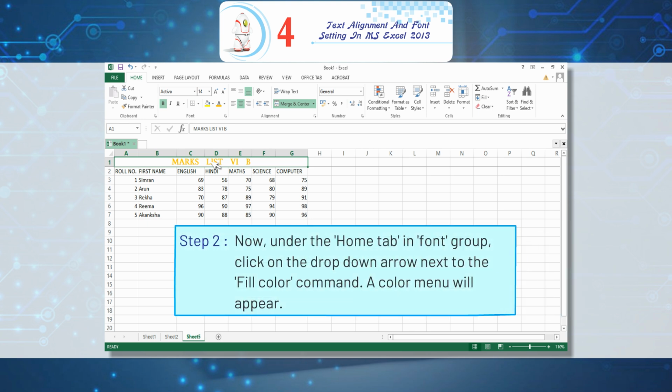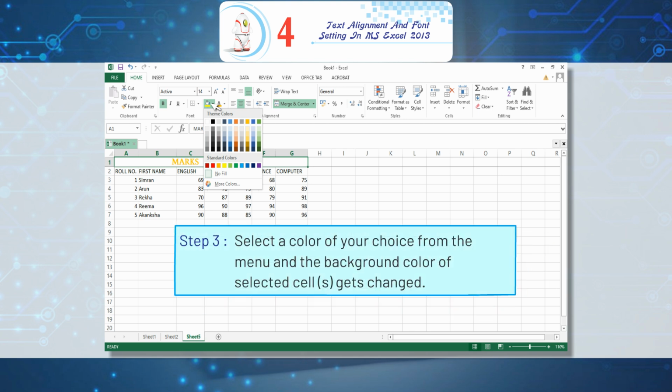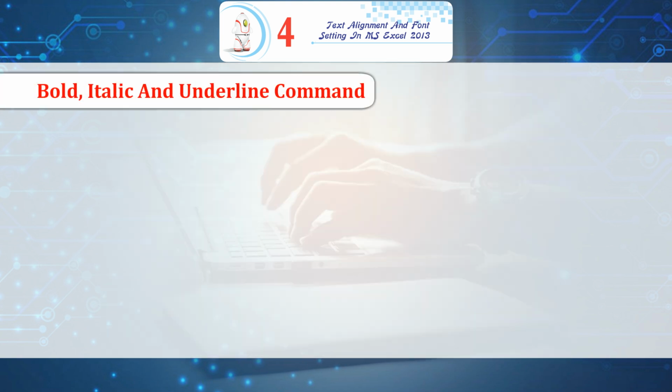Step 2. Now under the Home tab in the Font group, click on the drop-down arrow next to the Fill Color command. A color menu will appear. Step 3. Select a color of your choice from the menu and the background color of the selected cell or cells gets changed.